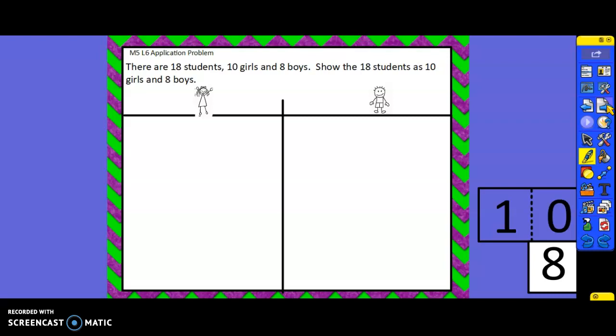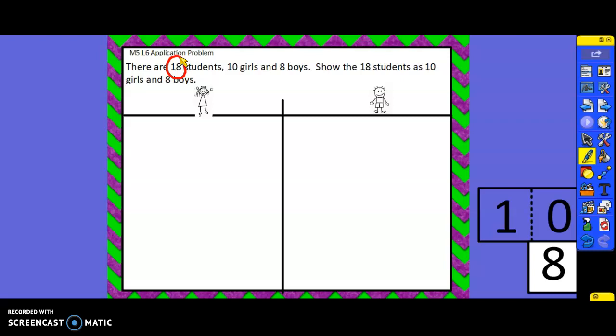Now, for our problem today, we're going to be reading our problem, and we're going to be drawing to show our whole. Listen to our problem. There are 18 students. Ooh, that's a big number. Let's circle that important number. 18 students.